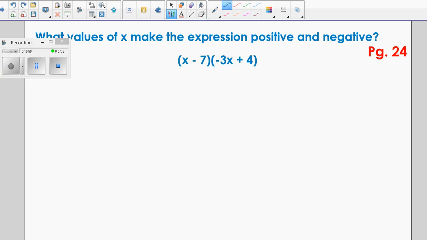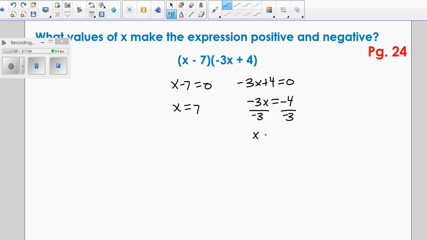Alright, so let's find these x-intercepts. We're going to take x minus 7 and set it equal to 0. We're going to take negative 3x plus 4 and set it equal to 0, all because these are in intercept form. So if I add 7 on both sides, I get that x is 7. Over here I have to do a little bit more work. I'm going to subtract 4 from both sides, and I get that negative 3x equals negative 4. I'm going to divide both sides by negative 3. And then I get that x is, and don't freak out, I know this isn't a whole number, we're going to just leave this as a fraction. If you really want, you can put it as a decimal, but it's rounded, so I'd leave it as a fraction. So negative over negative makes it positive, so this is 4/3.